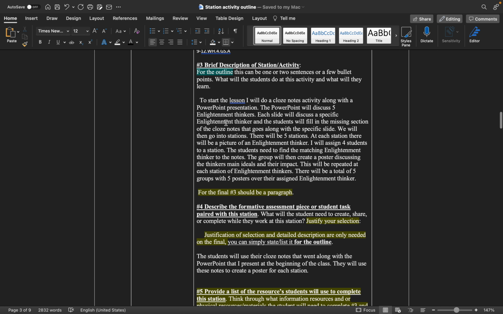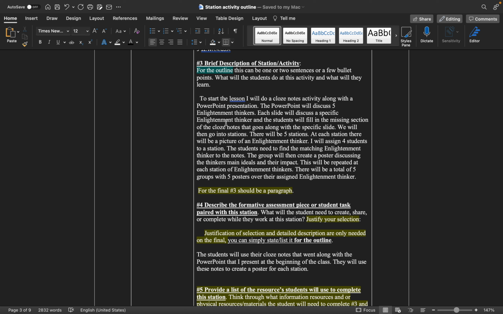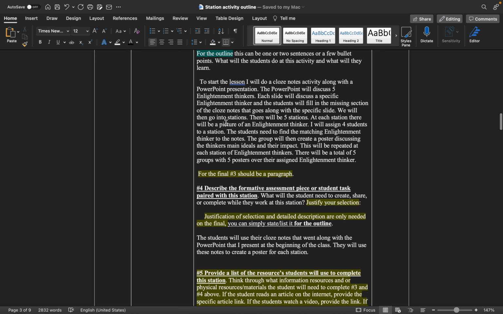So for my first learning station, it is called the Enlightenment poster. For the description, to start the lesson, I am going to present a PowerPoint, and each student will have a copy of closed notes. The PowerPoint will cover 5 Enlightenment thinkers, and on each slide, I'm going to cover a different Enlightenment thinker, and go into detail of their contributions, their ideas, things like that. And as we go along, the students will complete the closed notes.